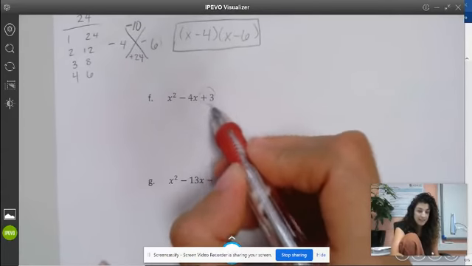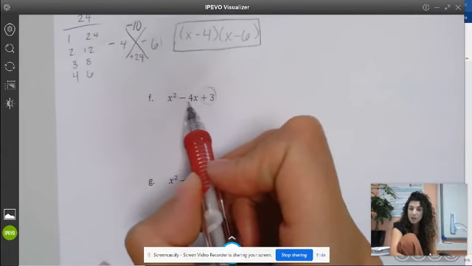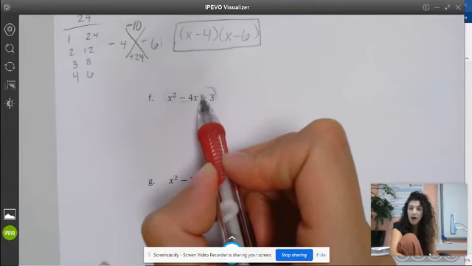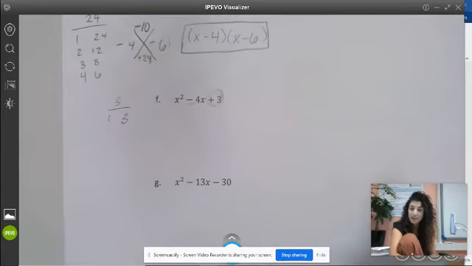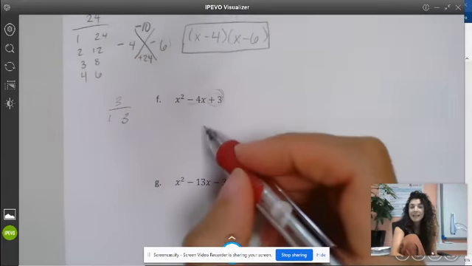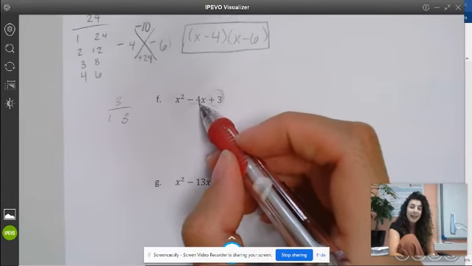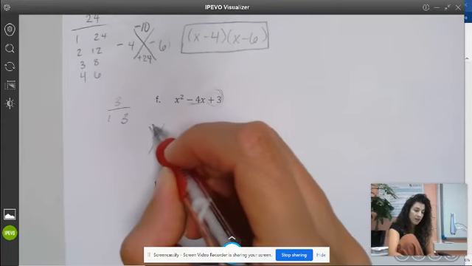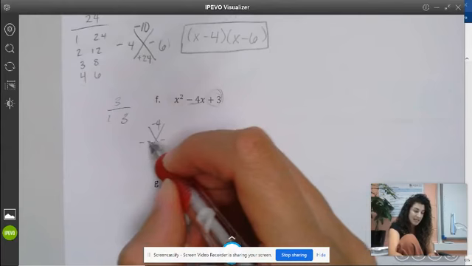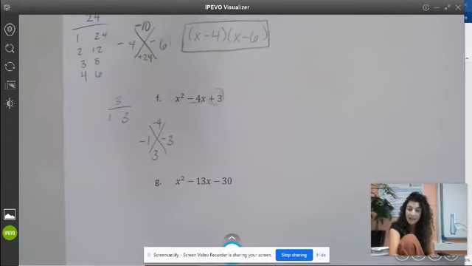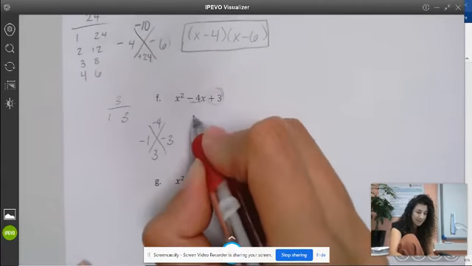Here we've got a plus here, which means that this middle term needs to be the sum of two numbers that multiply to 3. There are only two numbers that multiply to 3, 1 and 3. Now, this needs to add to -4, which means that both of them need to be negative in order for them to combine to a negative number.